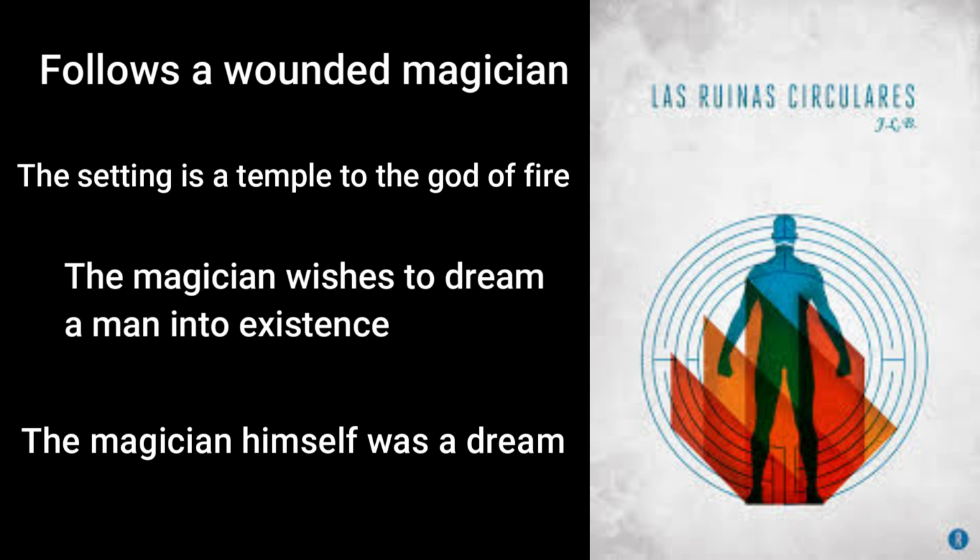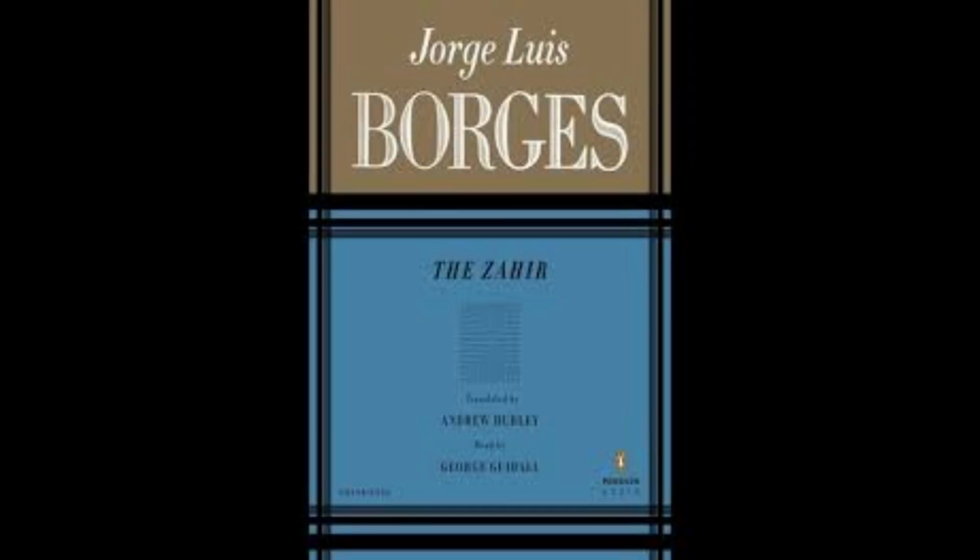So yes, this main clue here is going to be this magician who dreams a person into reality, and also that he too was just a dream. Okay, next up we got story number 10, which is going to be the Zahir.